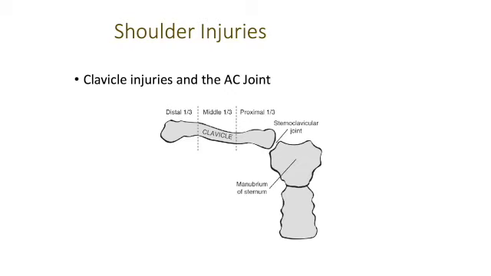Now, looking at clavicle injuries and specifically the acromioclavicular joint, we're going to have some fractures. The clavicle is a pretty easy bone. We're either going to have a fracture at the proximal third, middle third, or distal third. And then we're going to have an acromioclavicular joint that attaches our acromion to the clavicle, on top of a sternoclavicular joint as well.